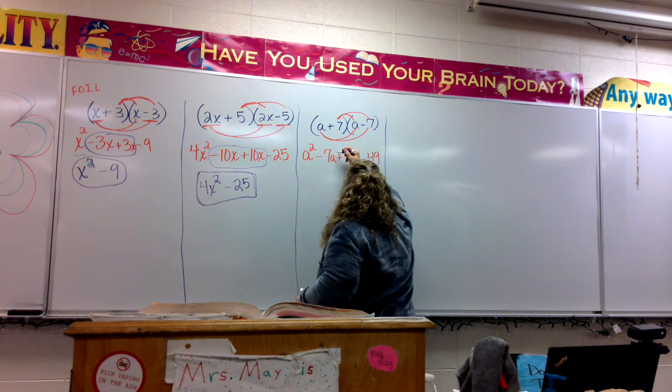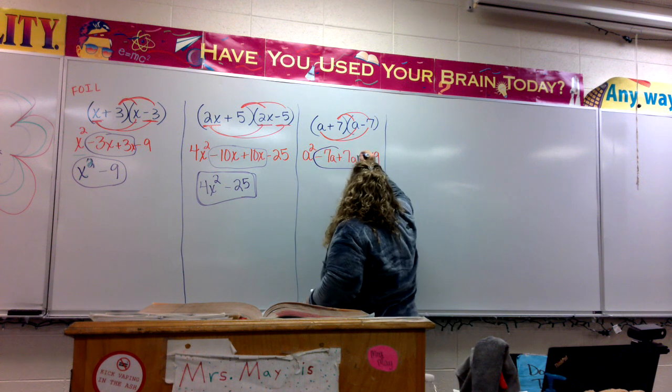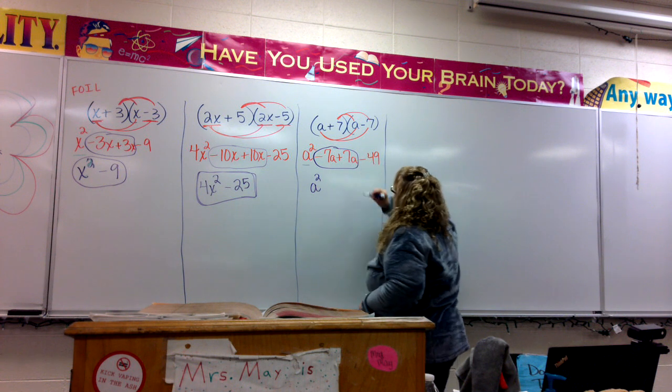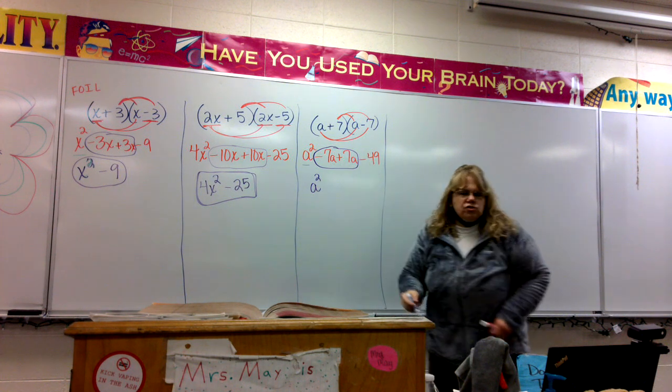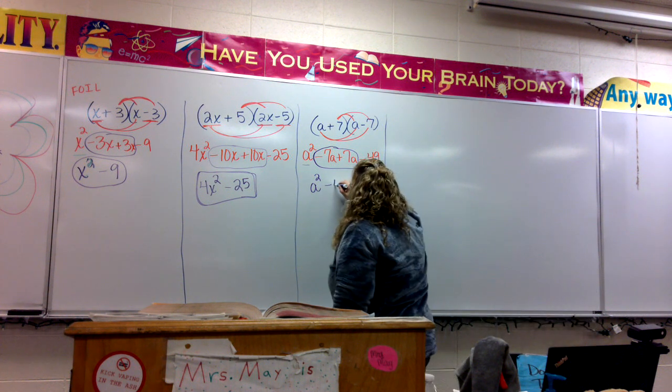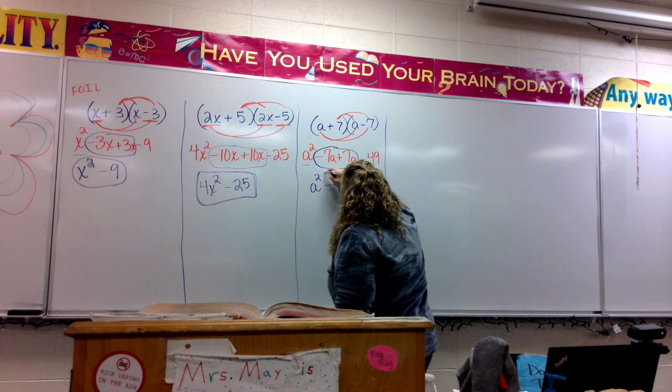Here, I'll circle these for you while you're thinking. Anything else to combine with A squared? No. Those two, what happens to those two? They cancel each other out again. And then I just have a -49.